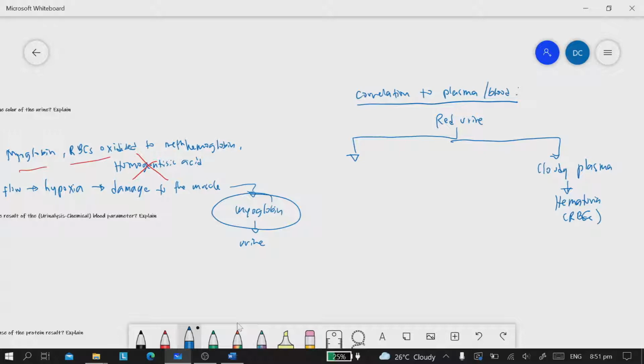Now, if the plasma is clear, then we divide this into two. If it is clear, we need to describe its color. When it is a red plasma, this means there is hemoglobinuria. Red plasma means that the heme component is liberated, the cells are destroyed, then the heme is released, and that heme is responsible for the color. When it is released, it will stain the plasma as well as the urine red. And if you still have clear plasma, this is indicative of myoglobinuria.